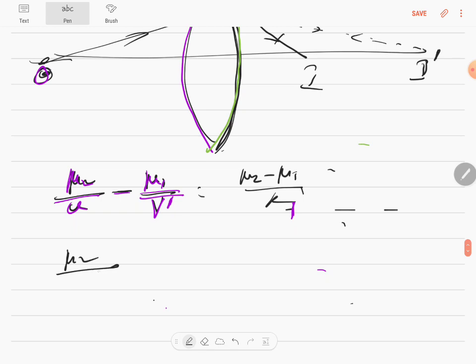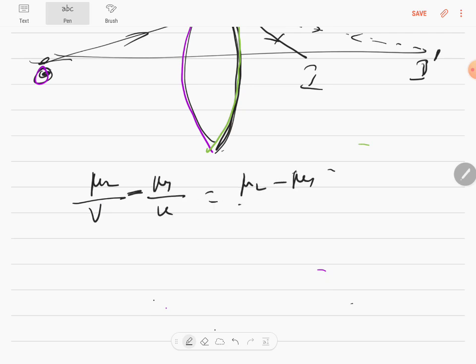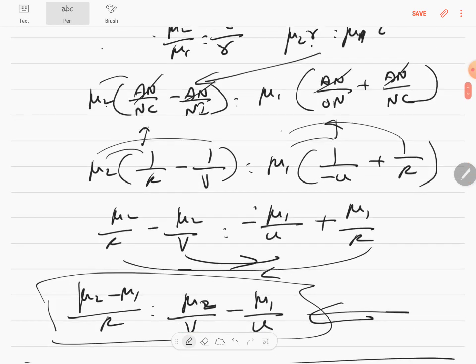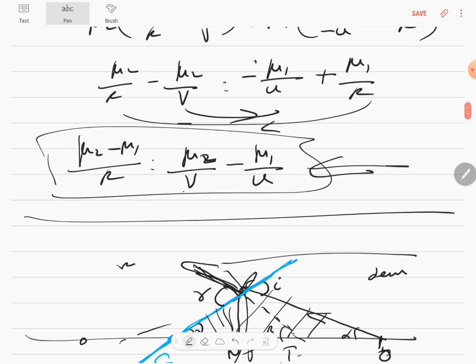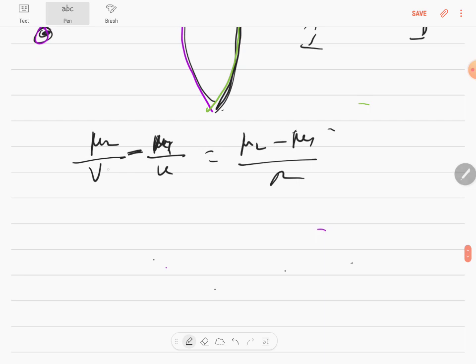The first one's final formula is mu2 by v minus mu1 by u is equal to mu2 minus mu1 by r. I told you the first one's final formula is mu2 by v minus mu1 by u. But in this, v becomes v dash and r becomes r1. This is the purple color's final formula.